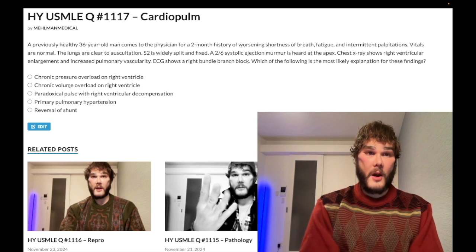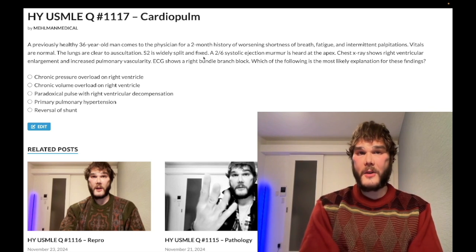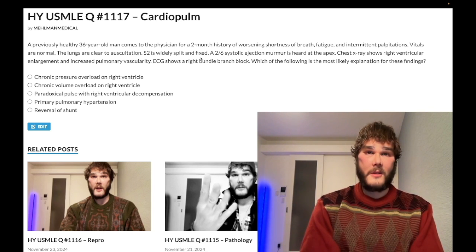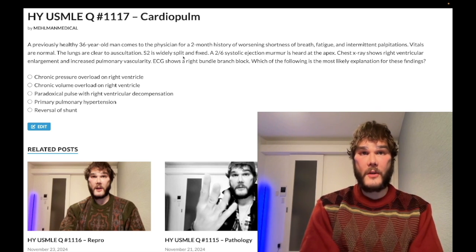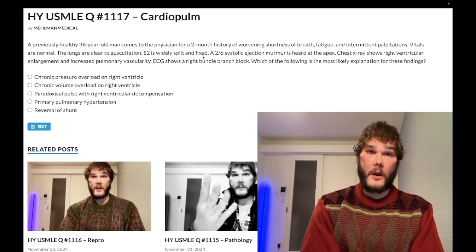Choice B, chronic volume overload right ventricle, correct answer. So we've got an ASD here. We have fixed splitting of S2. So 100% of the time on NBME, USMLE, fixed splitting of S2 means atrial septal defect. And wide splitting of S2 just means right ventricular hypertrophy. So this means the widely split fixed S2 just means we have right ventricular hypertrophy due to chronic volume overload, secondary to an ASD. Okay, so you got blood going high pressure, low pressure, left to right across the ASD.